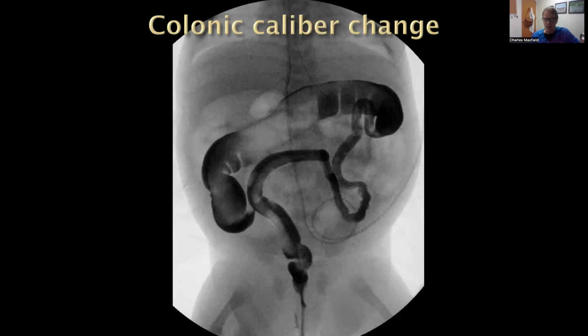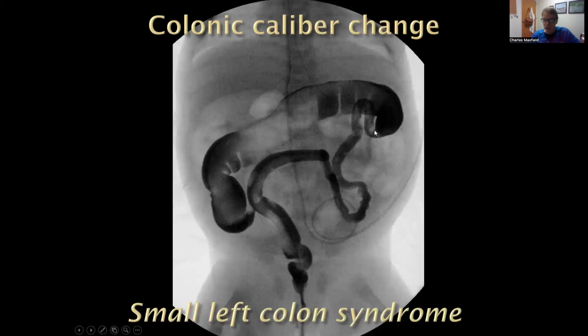It's the colonic caliber change. And so what do we need to do? Well, because there's a caliber change, it must be either Hirschsprung disease or small left colon syndrome. And because the caliber change is right at the splenic flexure, it's more likely small left colon syndrome. And this child should spontaneously start decompressing. We don't necessarily have to take him to the operating room. Shouldn't be Hirschsprung disease with a caliber change right at the splenic flexure.